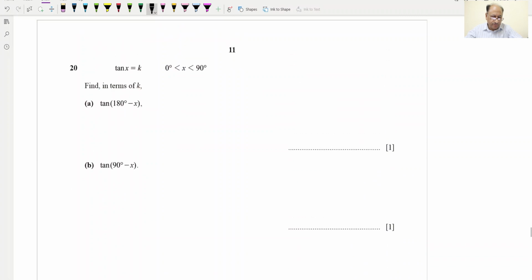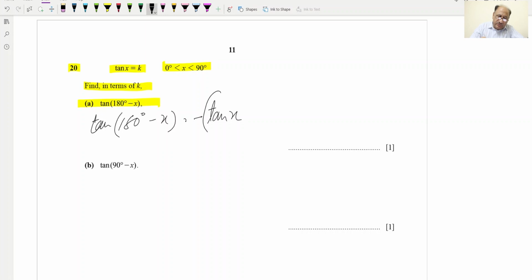Hopefully you understood this. Now question number 20, tan x is equal to k. For this, find in terms of k. This one we know the rule that tan of 180 minus x will be equal to minus tan x, and this tan x they are saying is equal to k, so this will be equal to minus k, so our answer will be minus k.